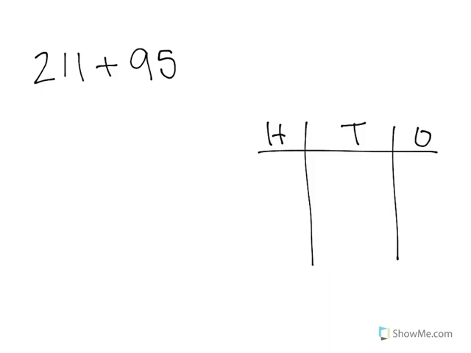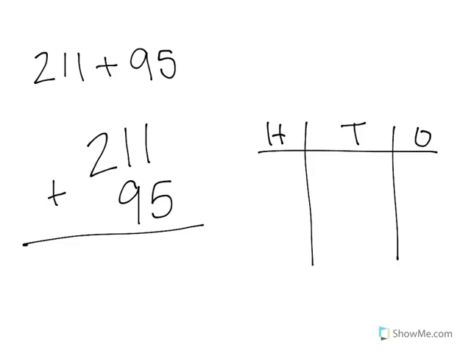So 211 plus 95. Who can tell me what my first step should be? I'm going to draw it in vertical form. 211 plus 95. All right, that was step 1. What is step 2? Step 2 is to draw both numbers using a chip model. So 2 hundreds, 1 ten, 1 one, 9 tens, and 5 ones.